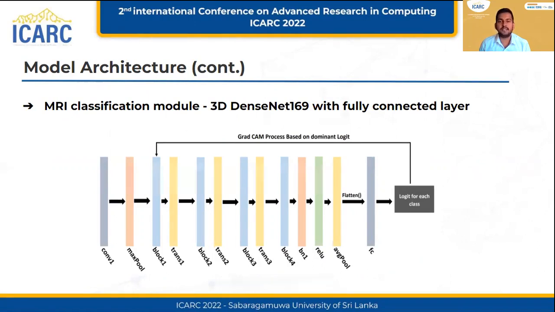We have used a DenseNet BC model with 169 layers. The original DenseNet BC model was modified to accommodate 3D convolution to accord with 4D inputs. The trained classification module was subjected to the interpretability process, which will be discussed in the next section.